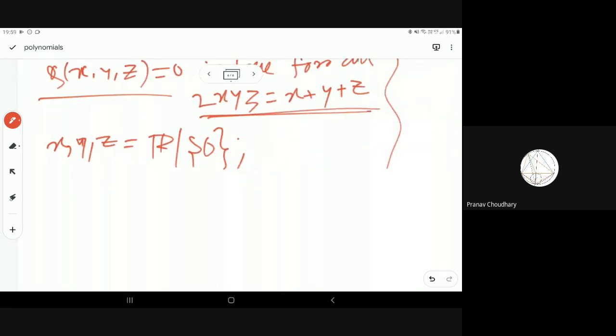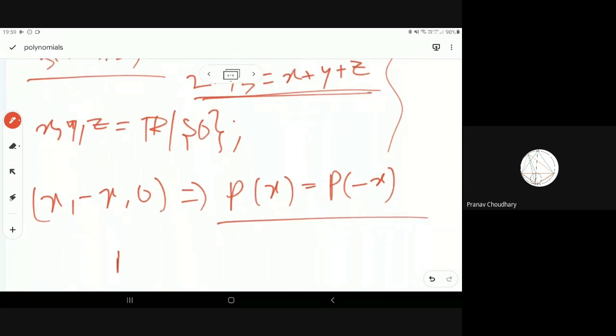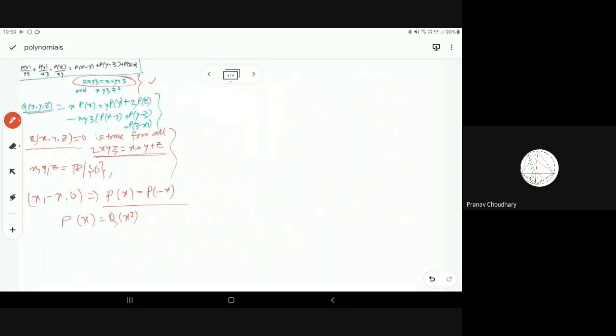So from here directly, if you plug in (x, minus x, 0), you will directly get that it's even, right? I'm just not working it out. You can just do that on your own. You will directly get that it is even, right? So from now it basically boils down to bashing it out with value substitution.